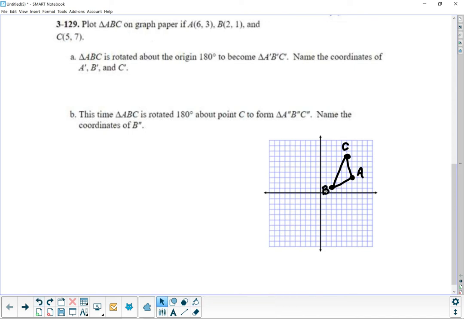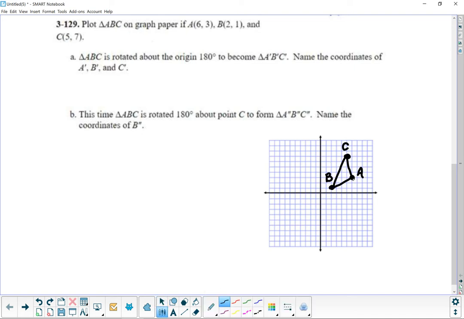Okay, I'm going to move B just over a little bit. Now, part A says you're going to take this triangle ABC. Here, I'll move it down. And you're going to go ahead and rotate this around the origin 180 degrees. So if I rotate this around the origin 180 degrees.